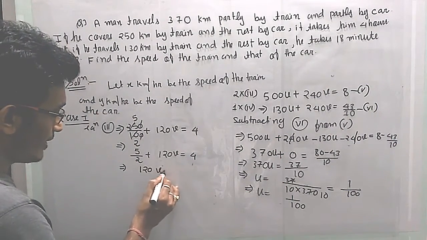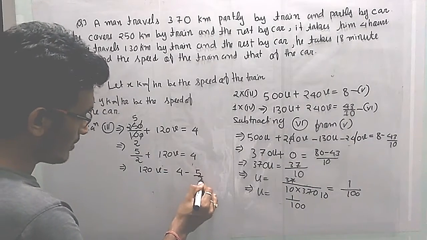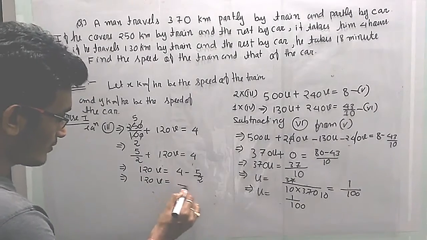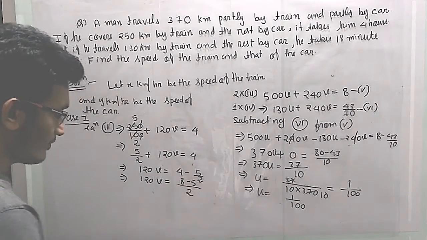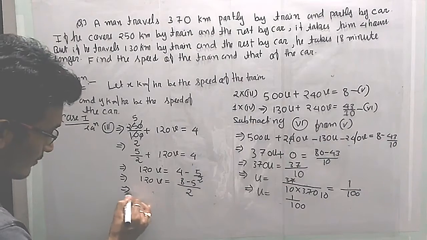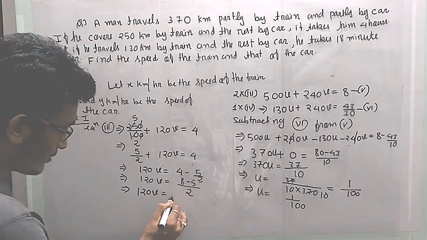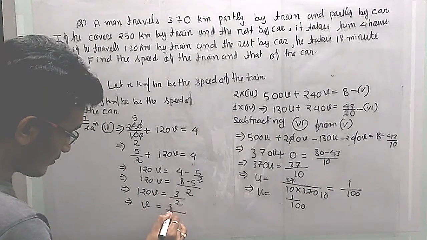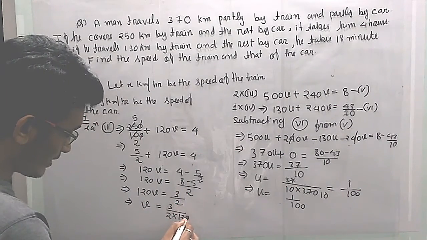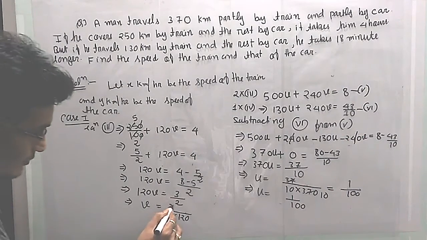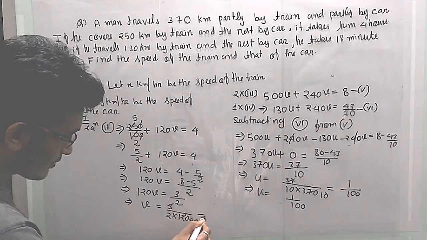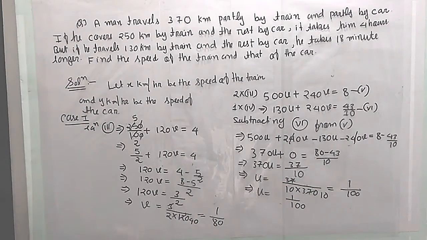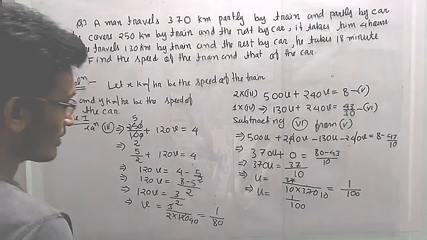So 120v equals 4 minus 5 by 2. So 120v equals, 4 is 8 by 2, 8 minus 5. So from here 120v equals 3 by 2. So v equals 3 by 2 into 120. 40 times. So 1 by 2 into 40, 1 by 80. So v, how much you got? 1 by 80 and u equals 1 by 100.